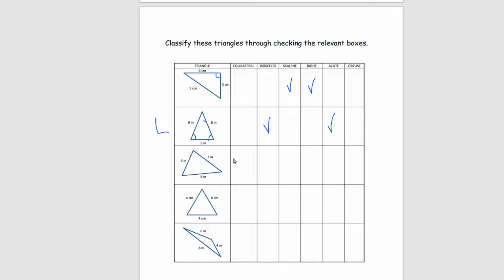For number 3, we can see that all sides are not equal, so we know it's a scalene triangle. And we can see that none of the angles are greater than 90, so we can put acute again.